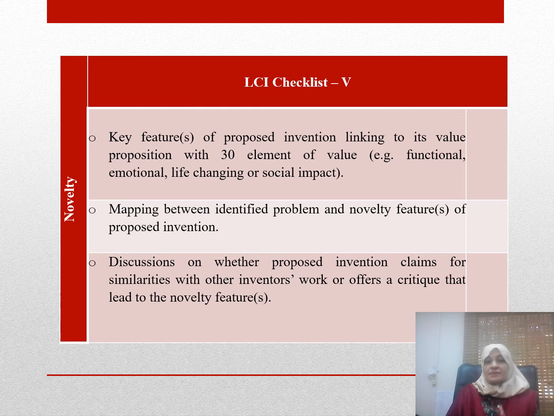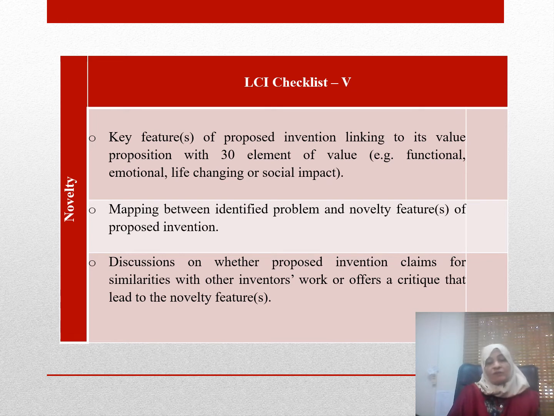So the checklist items that this component of novelty is asking you as an academic inventor is, first, it asks you about key features of the proposed invention and how those key features that you have proposed in the market matrix could be linked to the value, any one value that you see from this value pyramid or from those 30 elements, whether functional, emotional, life-changing or social impact, under any cluster, under any category. You need to pick and choose just one. Just one, and then try to connect it to the features that you are proposing through your future invention.